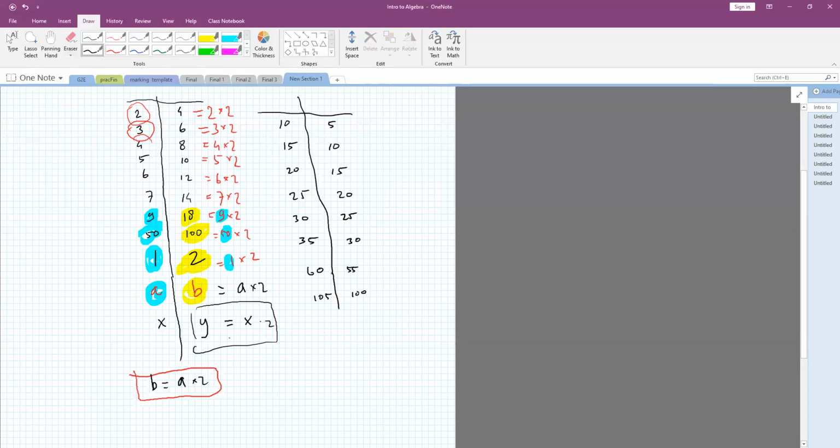In mathematics, these letters, A, B, X, and Y, you can call them unknown, but generally we call them as variable.